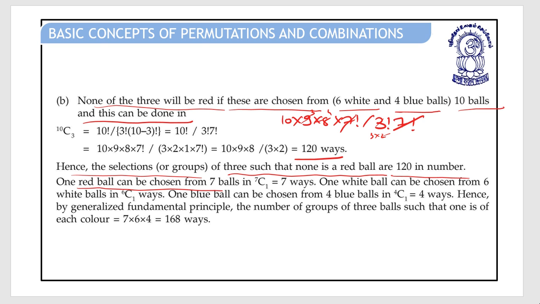One red ball can be chosen from 7 balls, so 7C1 is equal to 7 ways. One white ball can be chosen from 6 white balls, so 6C1. One blue ball can be chosen from 4 blues, 4C1, 4 ways. Hence, by the fundamental principle, the number of groups of 3 balls such that one is of each color, 7 into 6 into 4, 7 6s are 42, 42 4s are 168 ways.